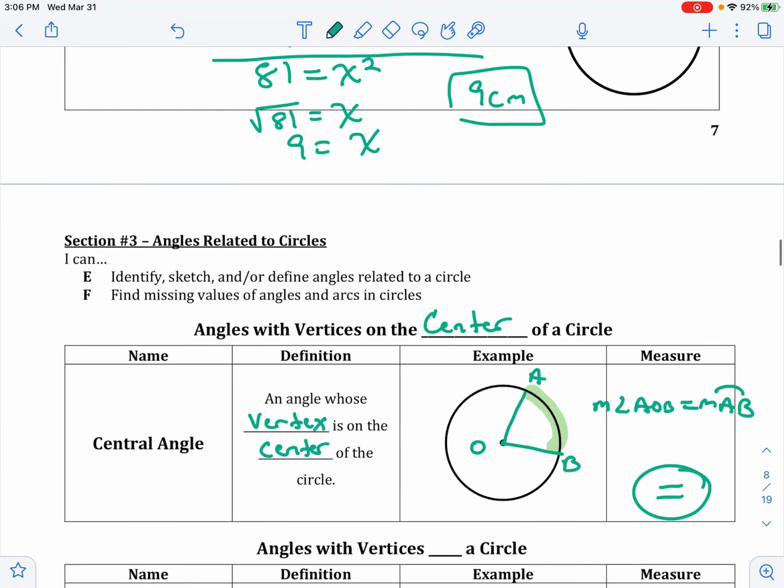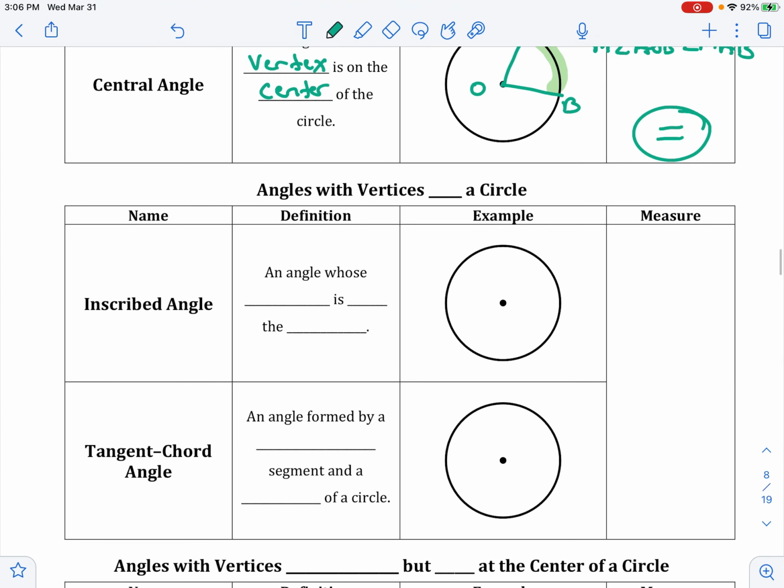Now, in our second part, we're going to have angles with vertices that are on a circle. Angles with vertices on a circle are called either an inscribed angle or a tangent chord angle. An inscribed angle we'll work on first. An inscribed angle is an angle whose vertex is on the circle, which means it looks kind of like this. It stretches back, vertex on the circle. It almost looks like it's made with 2 chords. Let's call this CXD.